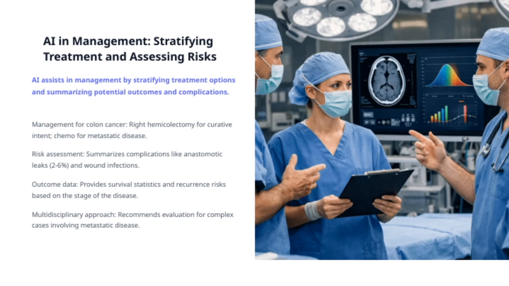Finally, AI is increasingly playing a role in management by helping us stratify treatment options. It assists in predicting potential outcomes and complications, which supports more personalized and precise decision-making. Overall, integrating AI tools enhances our ability to tailor treatments, improve outcomes, and better manage risks in colon cancer care.